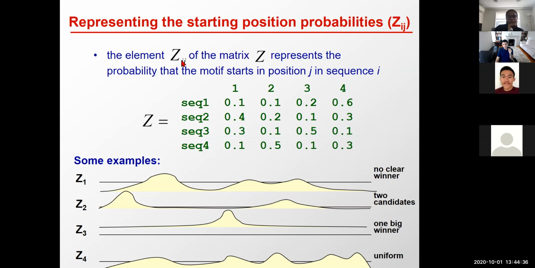So the element Zij of the matrix Z represents the probability that the motif starts in position j in sequence i. So this basically tells me that the motif has some high probability of starting at that position in sequence 2, and for sequence 1 starting at that position, for sequence 3 starting at this position, and for sequence 4 starting at that position. Okay? Let's see who's with me so far on the Z vector, which represents simply the probability with which the motif is starting at each one of those locations.